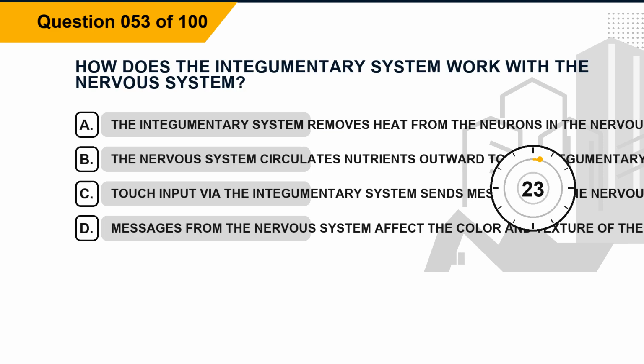Question 53. How does the integumentary system work with the nervous system? Option A, the integumentary system removes heat from the neurons in the nervous system. Option B, the nervous system circulates nutrients outward to the integumentary system.